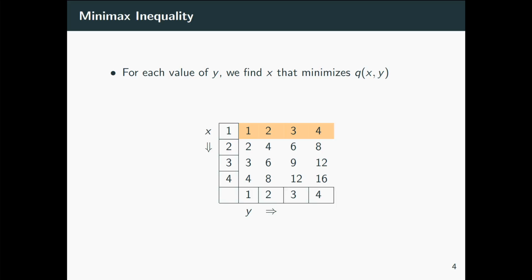So you look into the different columns. You first look at the first column, y equal to 1. You look at the x which will minimize this qxy, and since y is already known, it's only a function of x, and that will be x equal to 1. And similarly for all the different values of y, you can see that x equal to 1, in this particular example, will lead to minimization of qxy, right?